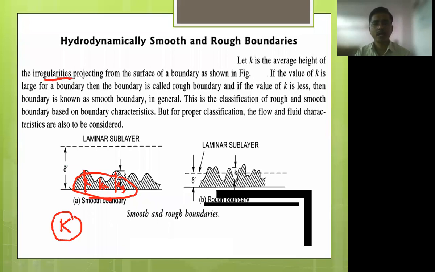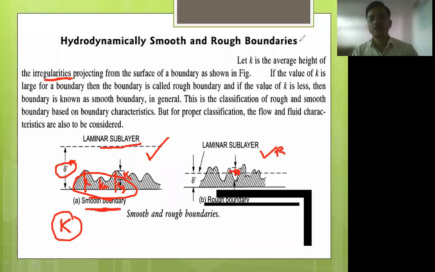Okay, if this average height of irregularities is smaller than this del dash, that is the laminar sublayer, then this pipe is called as the smooth pipe. Okay, आणि जर ह्या के जो आहे average thickness, average height of the irregularities, if its value is greater than laminar sublayer, ह्या laminar sublayer च्या वरती जर जात असेल त्याची height, average height, okay, then this boundary is called as the rough boundary and this boundary will be called as the smooth boundary.